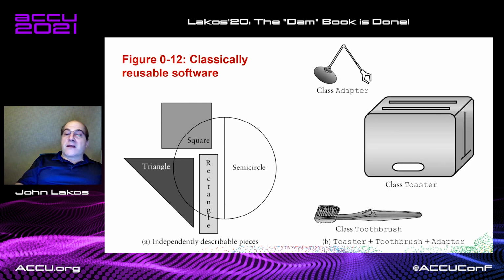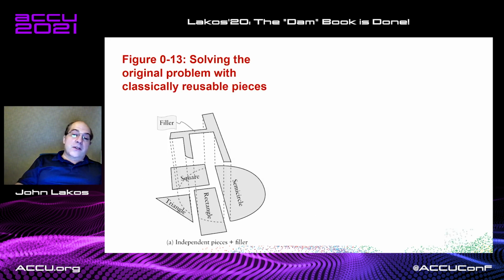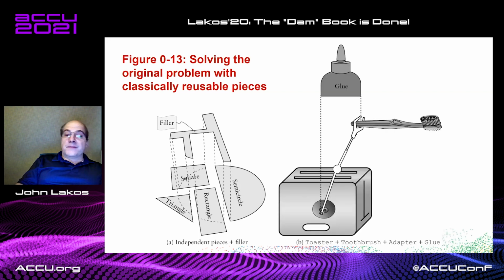And we think of this in a factored world as having a toaster that makes sense, a toothbrush that makes sense, and an adapter class that makes sense. We compose them into a toaster toothbrush, just the same way as we would compose those other pieces into a circle.